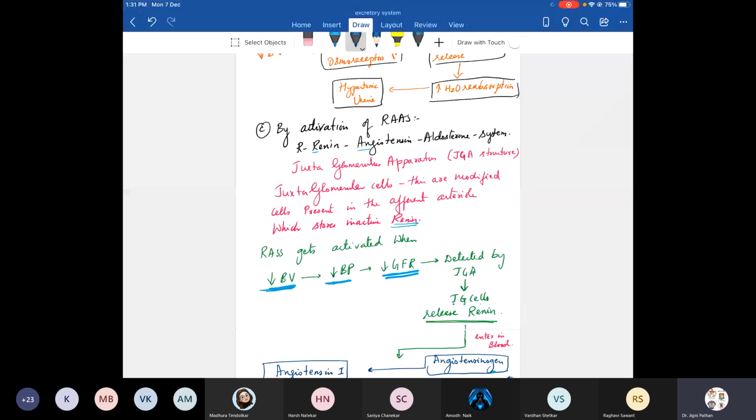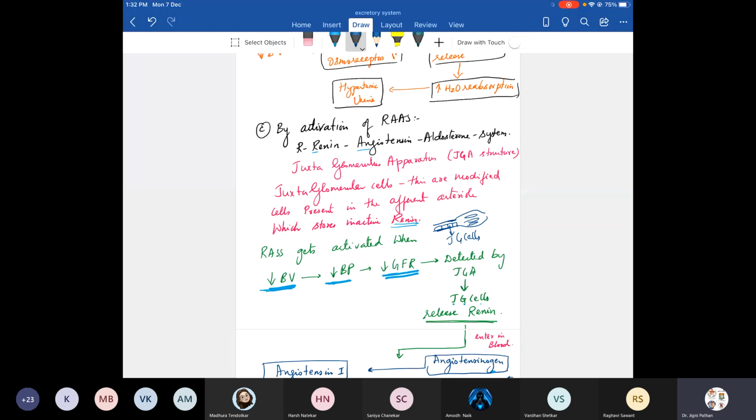Okay. So this is an efferent arteriole, which divides into capillaries, right? In the efferent arteriole, there are juxtaglomerular cells. Together, it is called the juxtaglomerular apparatus. RAS stands for renin, angiotensin. This renin is different from the renin which is studied in digestion and absorption. That renin is double N. Here it is single N. So RAS is the renin, angiotensin, aldosterone system.